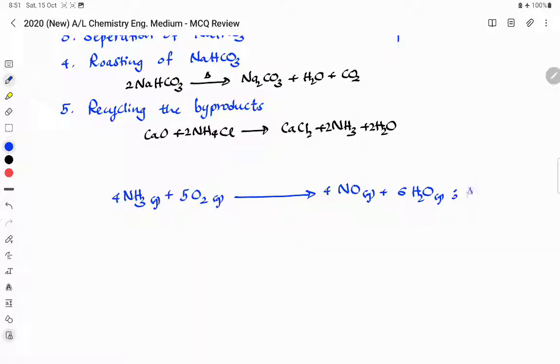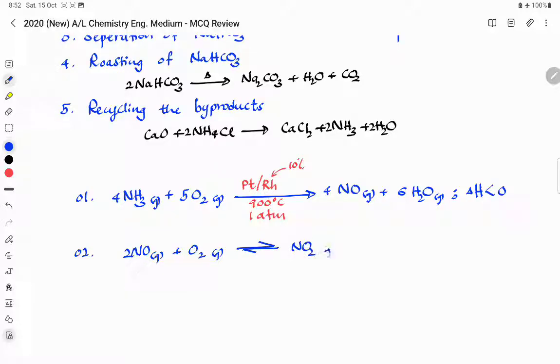This is a highly exothermic reaction and it requires 10% rhodium containing platinum catalyst, about 900 degrees Celsius and 1 atm pressure. Now, these are the conditions for the Oswald process. This is the first step, step number 1. Step number 2 is actually reacting NO gas with oxygen to give NO2 gas. This is the second step. It is also a highly exothermic reaction.